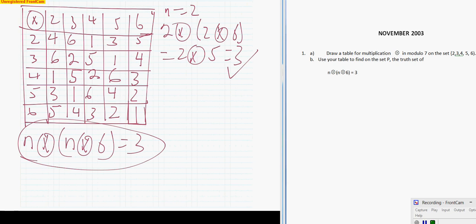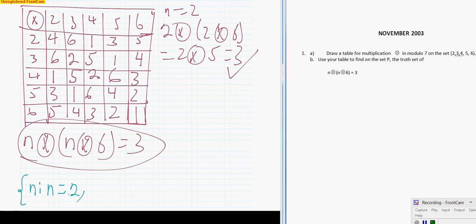So I'm coming down here and I'm going to change the pen color so you can see what I want to write here. I'm going to say my true set is n such that n is equal to, and I have 2. I'm starting with 2, so 2 is correct. So I'm going to put 2 here, and I keep working this out.